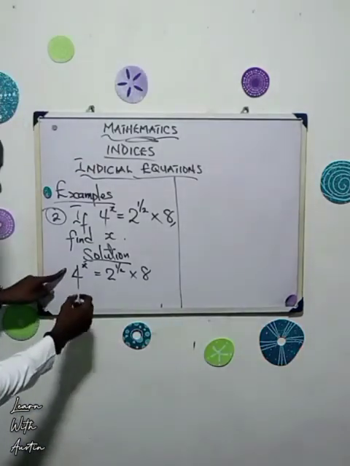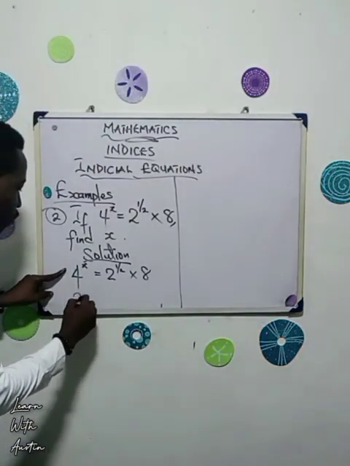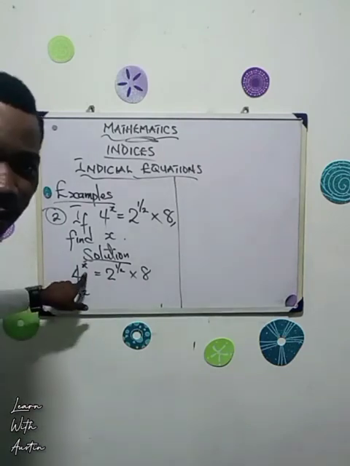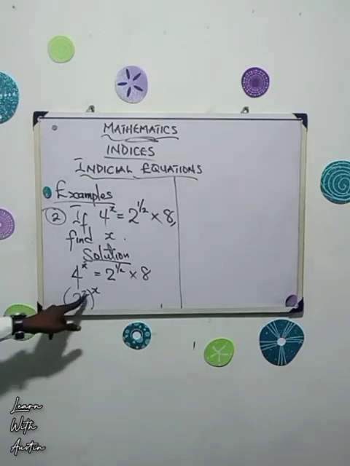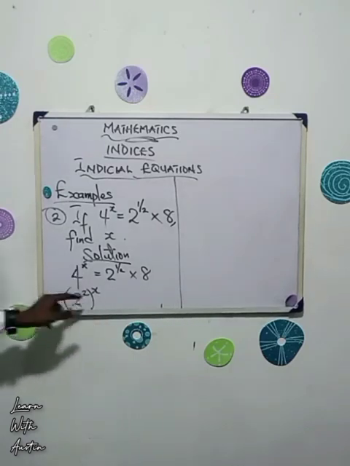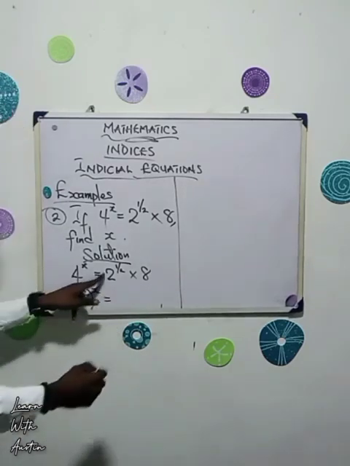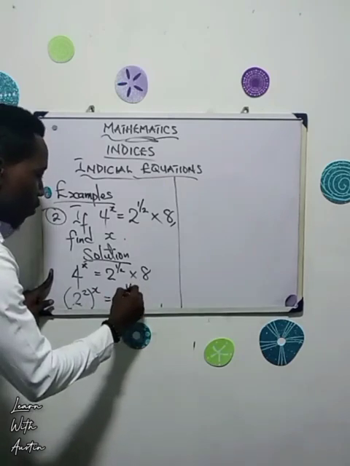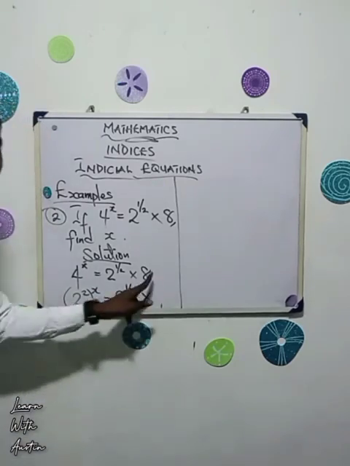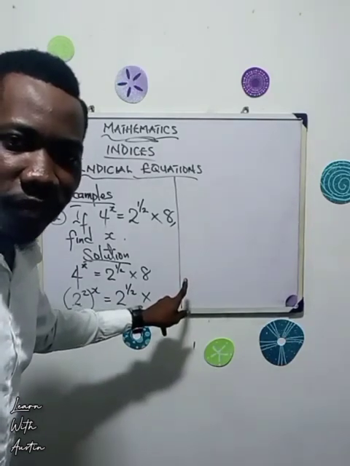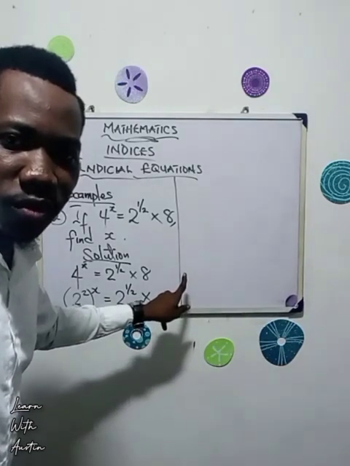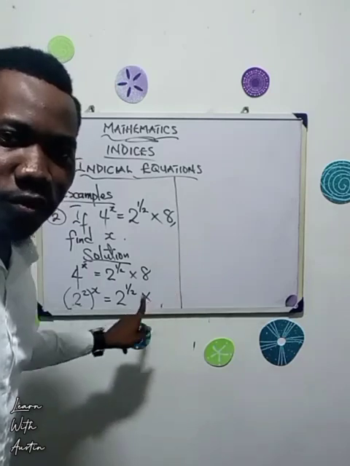So for 4, we have 2 raised to the power of 2, which is still raised to the power of x, right? So 2 raised to the power of 2, which is 4, raised to the power of x, equals 2 raised to the power of 1 over 2 times, how about 8? No, Jane, we're not square rooting. Mrs. Fadipa, yes, 2 raised to the power of 2. How about 8?